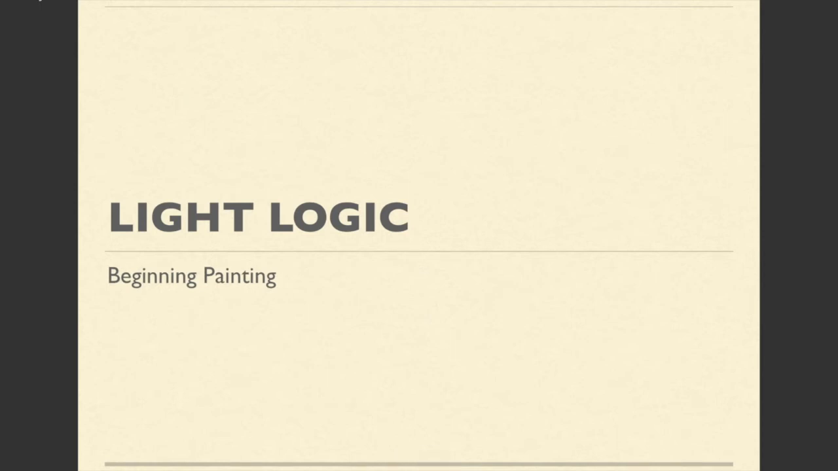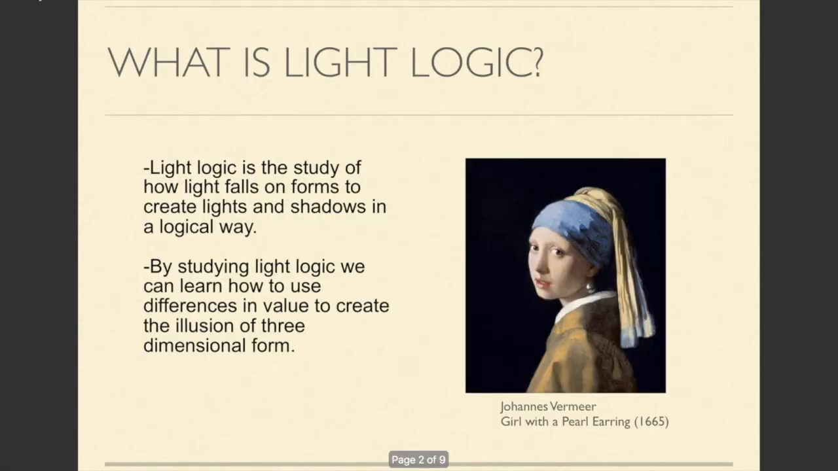Hello class, so we're going to talk about light logic. What is light logic? Light logic is the study of how light logically falls on forms to create lights and shadows. It's how light falls on objects and creates differences in value. The reason we're studying this is so that we can learn to create the illusion of three-dimensional form.